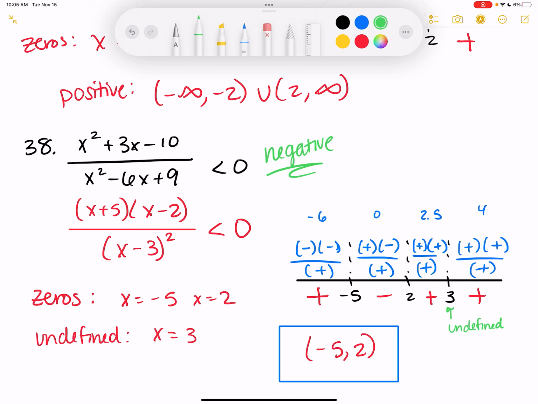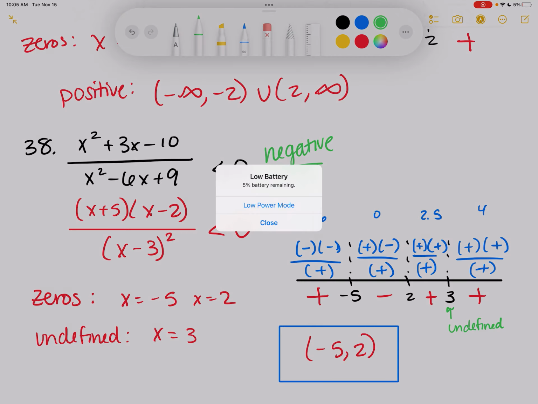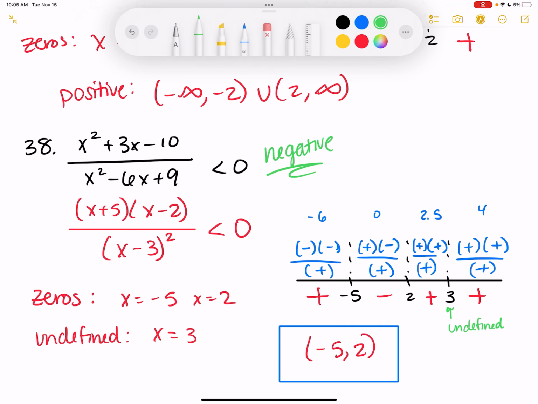Does anybody agree with her? Disagree? Well, what's your different answer? I got negative 5 to 2. Does anybody agree or disagree with either of them? I got negative infinity to 2. Oh wait, wouldn't it just be negative infinity? Hold on, because that would be less than 0, right?